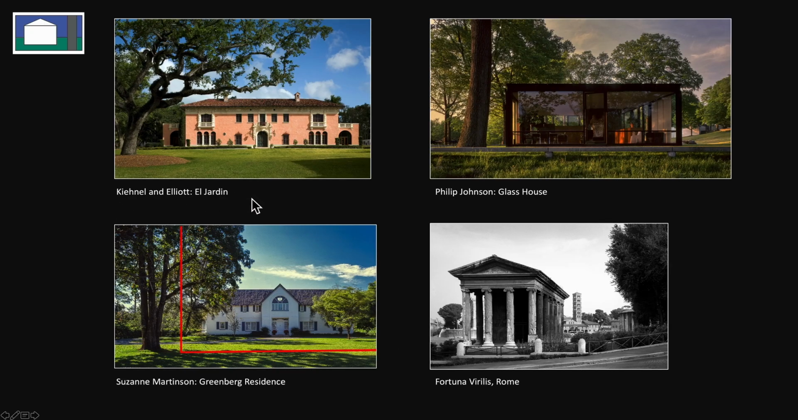And I've done this in a number of ways, again, to try to make this little L shape to support my architecture. Here's Keenel and Elliott's El Jardin, Philip Johnson's Glass House. Here's Suzanne Martinson's Greenberg residence, and this little L shape is particularly strong if you have the foreground in shadow as well. And then here's the Fortuna Virilis in Rome. I'm on axis, the center of the building is over here, my vertical goes like this, and it in combination with the foreground frames my little building.